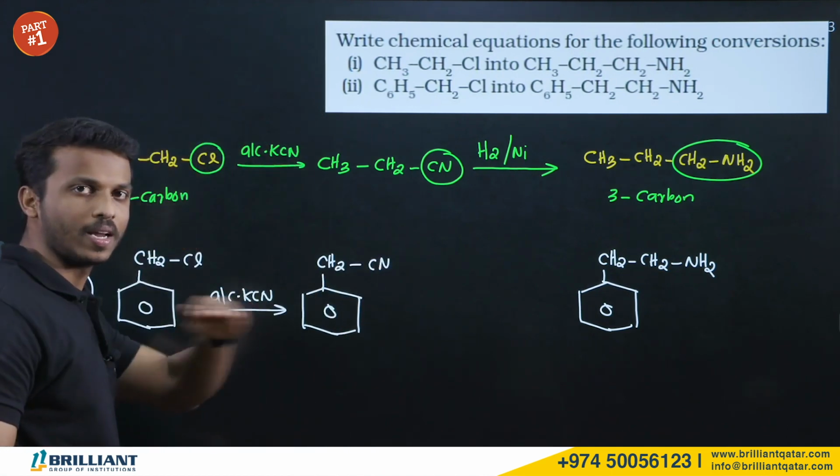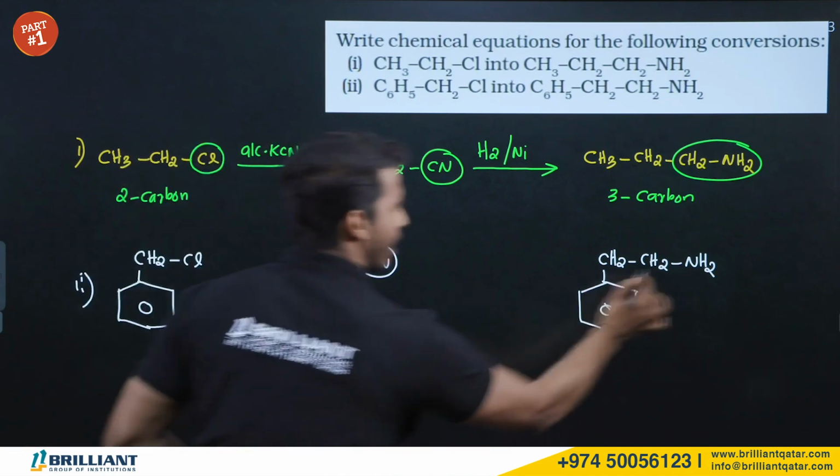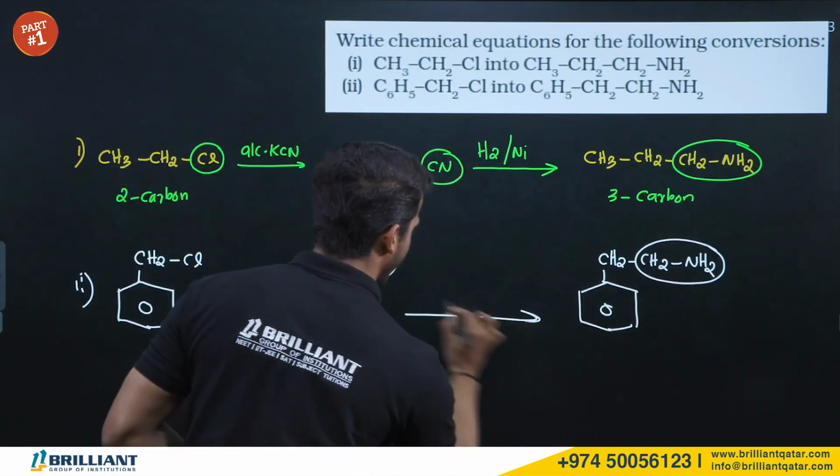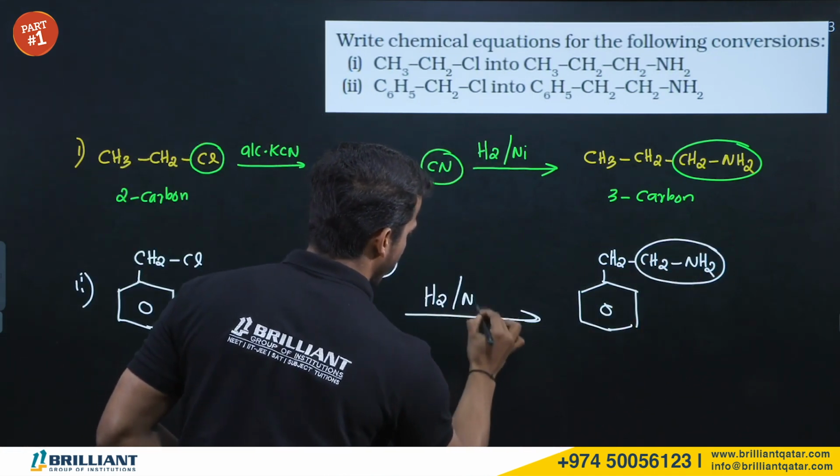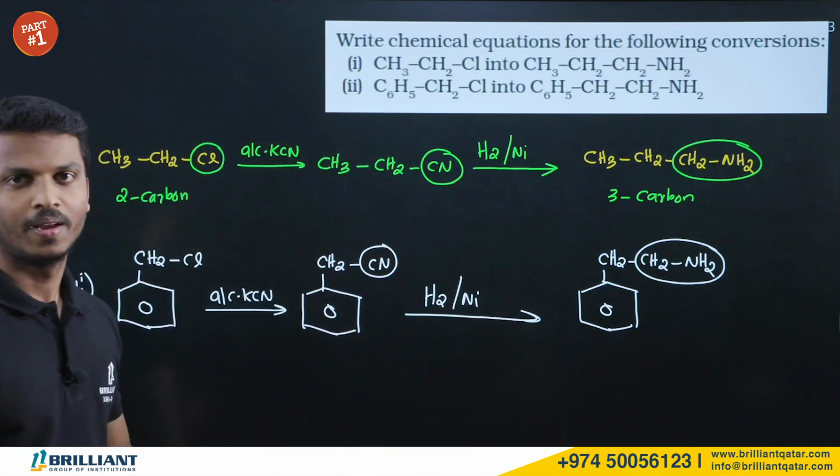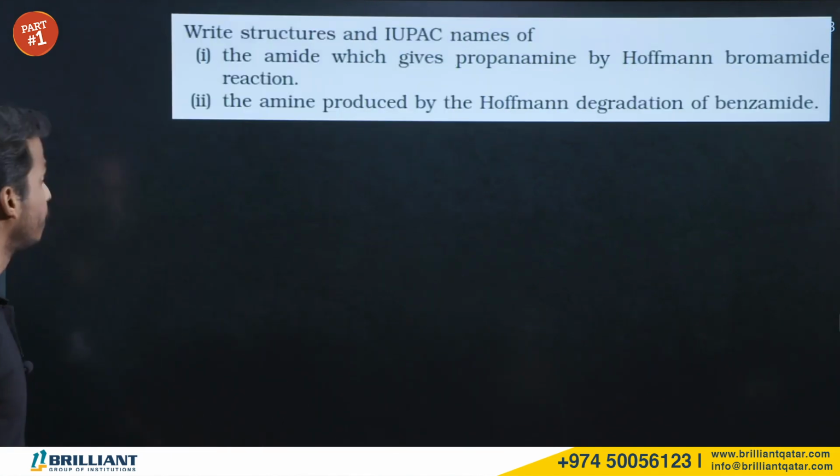Now the carbon numbers are equal. Now we can convert cyanide into amine. How is that done? Hydrogen in the presence of nickel. That's it. Clear, everyone? Next question.